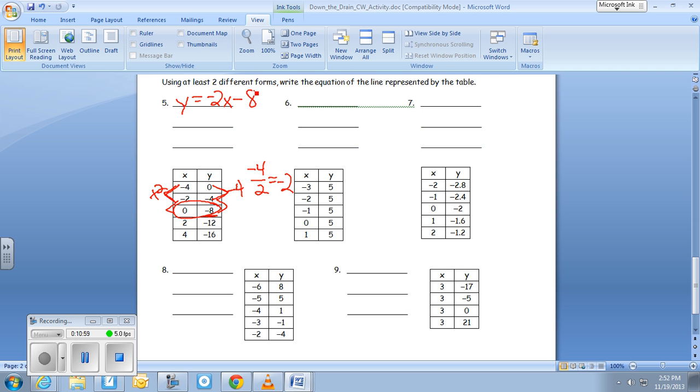All right, on number 6, I notice right away that no matter what x is, y is always equal to 5. So that's just going to be my equation. y is equal to 5, no matter what x is.